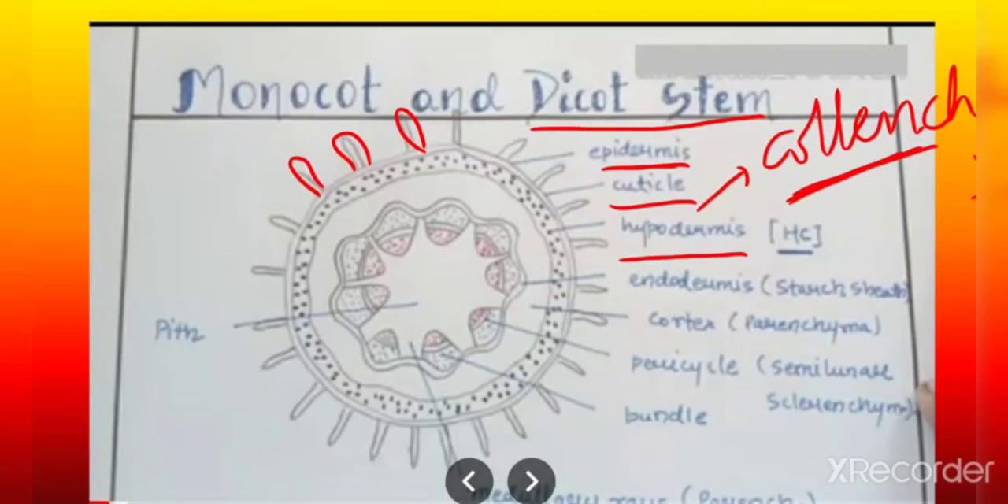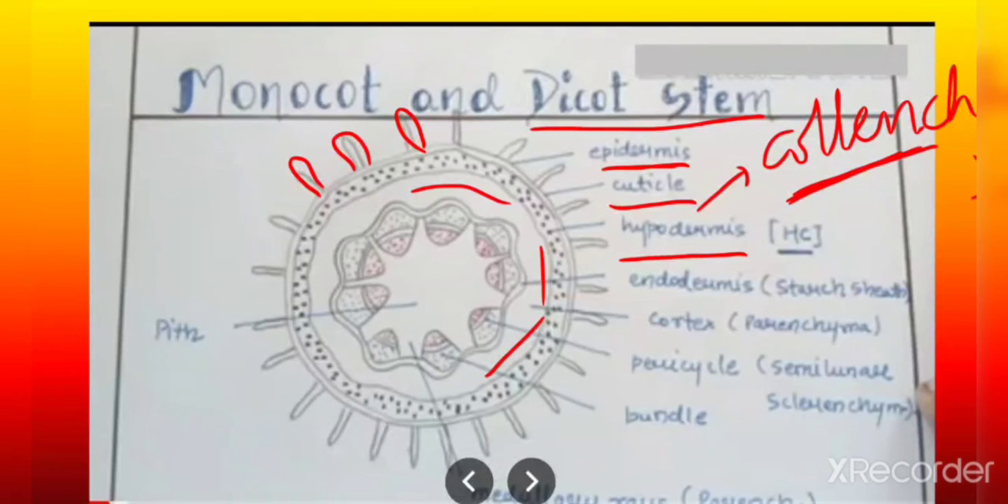Now, just inner to the hypodermis, which is made of a few layers of collenchyma, we have the cortex. Now, what is the cortex made up of? This cortex is entirely made up of parenchyma cells. Now, the parenchyma has the basic function to carry out photosynthesis, if it is a green stem, a herbaceous stem. But most of the time, parenchyma cells are going to store food in them.